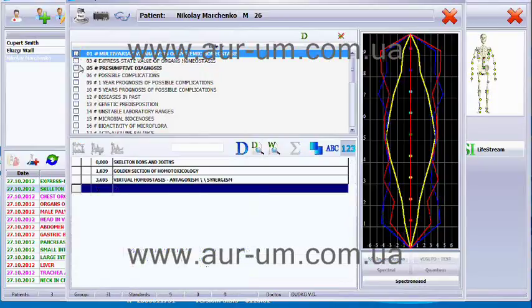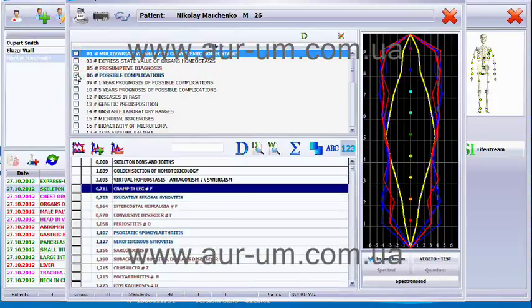Let us now check groups 5 and 6 to see if we see any presumptive diagnosis or possible complications. As you see, all the coefficients here are quite high. All are higher than 0.5. That means there is no active disease that we can identify at the moment.